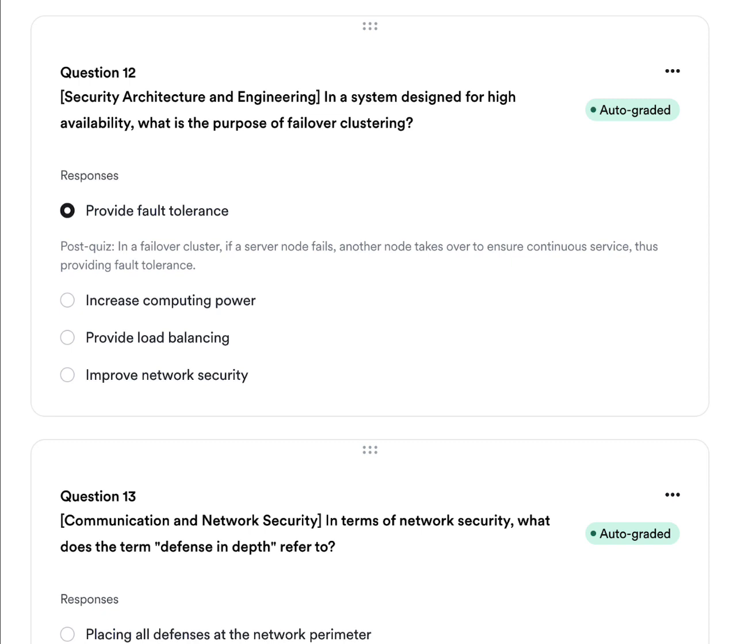So what is a high availability system and what is its purpose for failover? And that would be A, provide fault tolerance. Failover clusters are basically set up so that if one fails, another node will take over to ensure you have continuous service, thus providing fault tolerance.